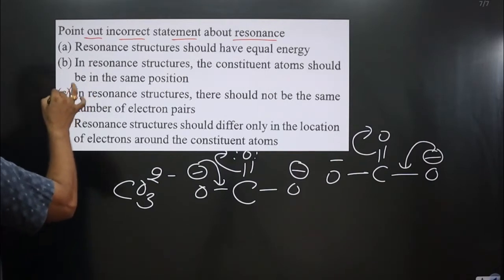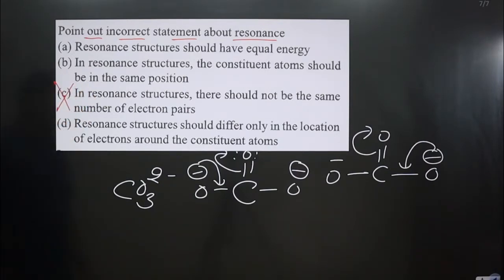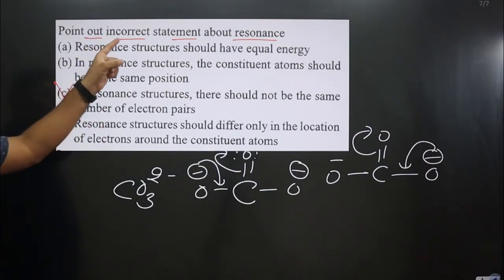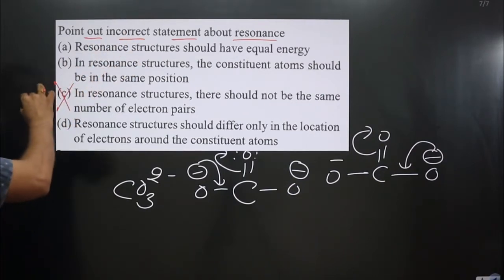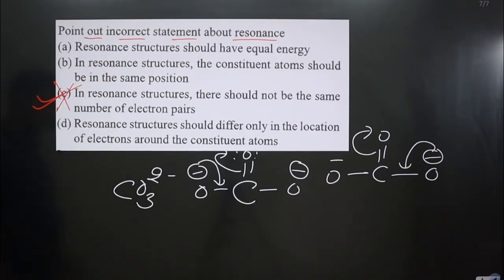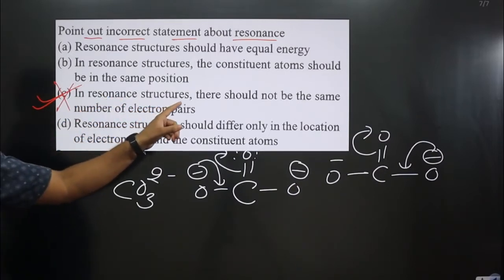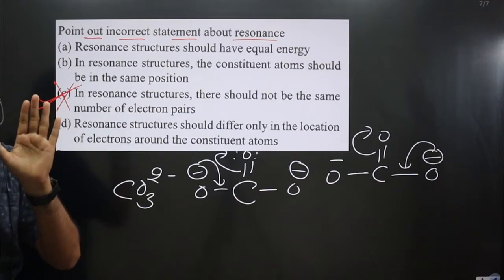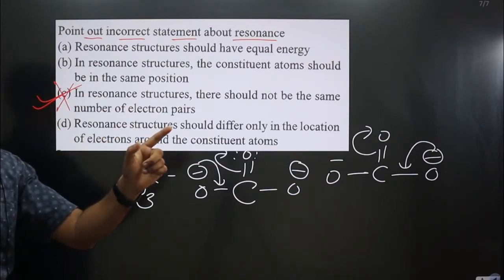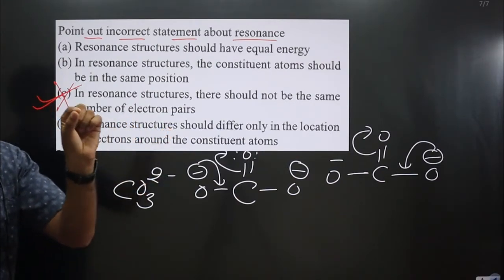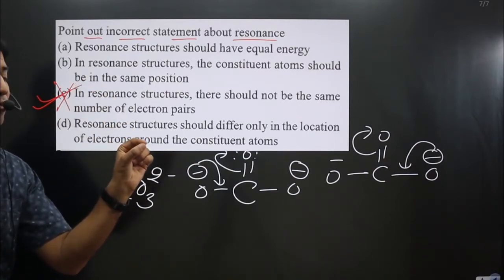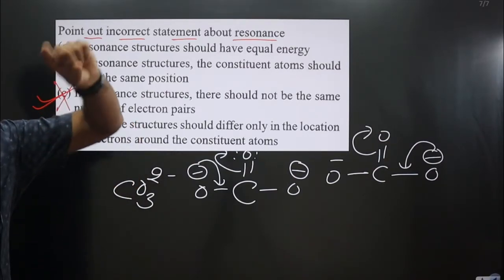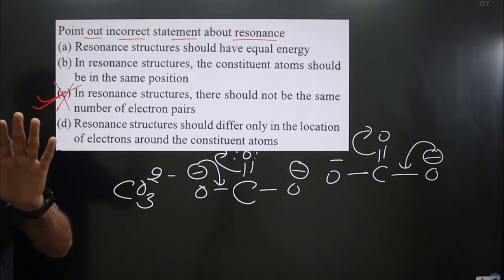In this case we can say statement C is incorrect, and as we have to identify the incorrect statement, option C is correct. It says in resonance structures there should not be the same number of electron pairs. No, there should be the same number of electron pairs. Resonating structures can be different because electron movement is there. It is moving from one atom to another atom, but in the overall molecule the number of electrons remains the same only.